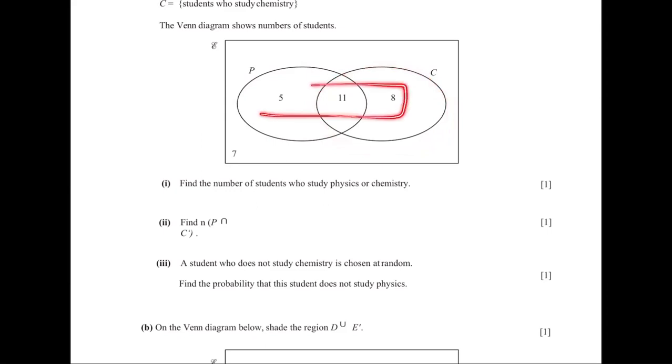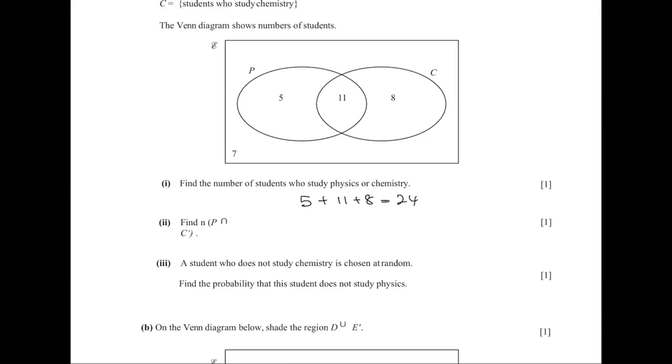So basically all of these people. Number of students, 5 plus 11 plus 8. It's not physics only and chemistry only, so it's physics or chemistry. So it's 24.